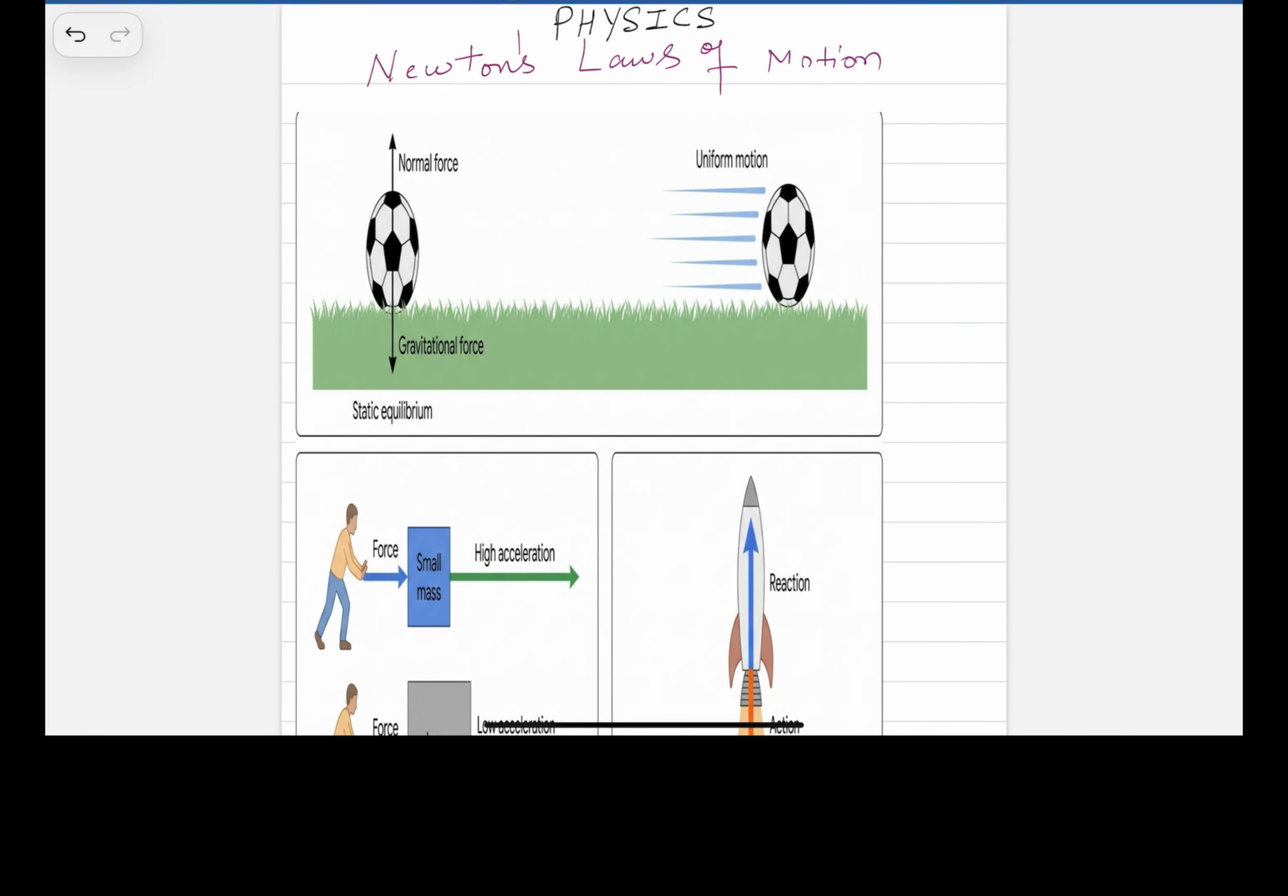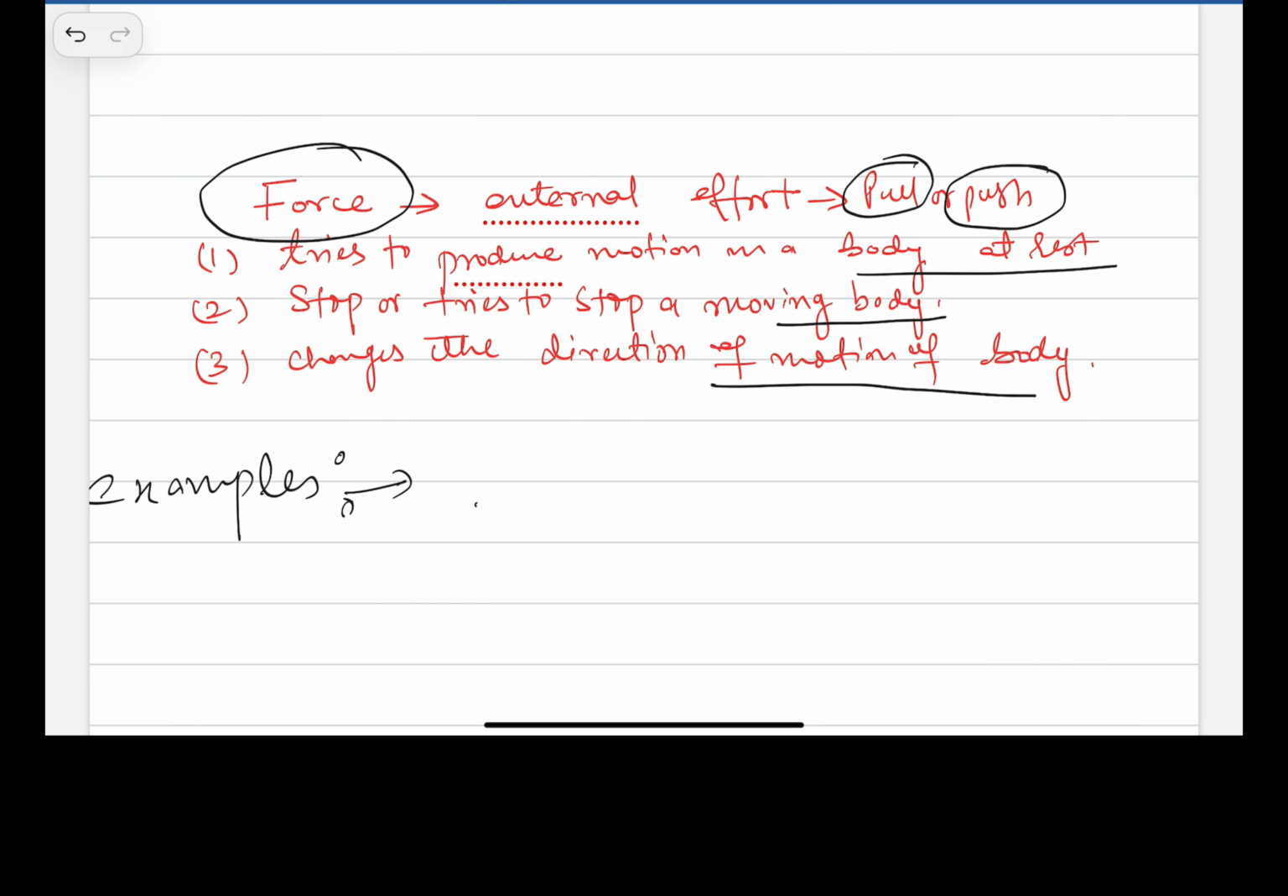Today we will discuss the chapter Newton's law of motion. We will also discuss the MCQ questions as per the exam point of view. So in the Newton's law of motion, the first thing that comes to our mind is force.